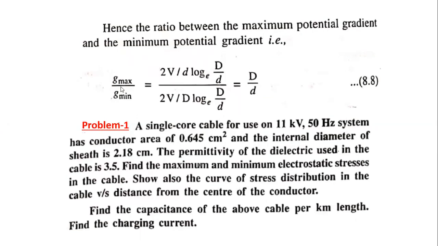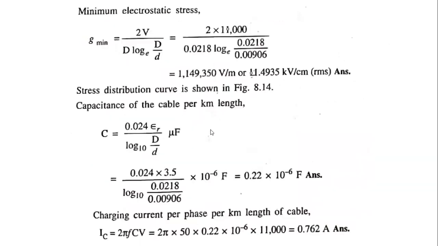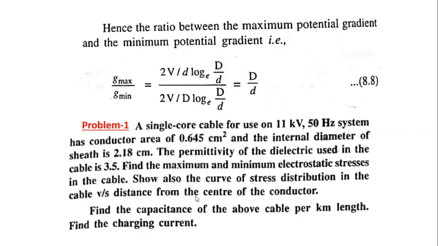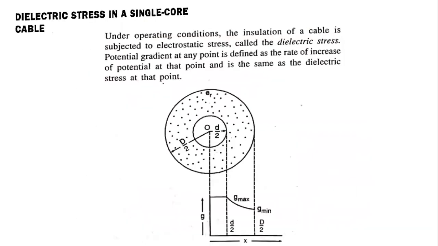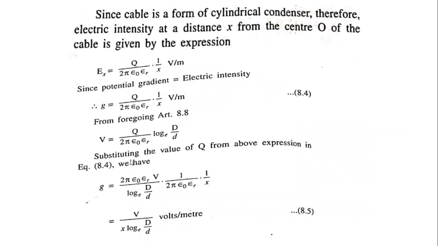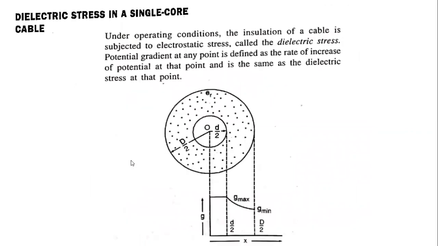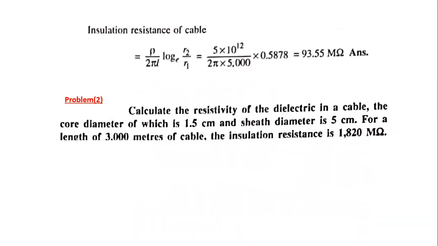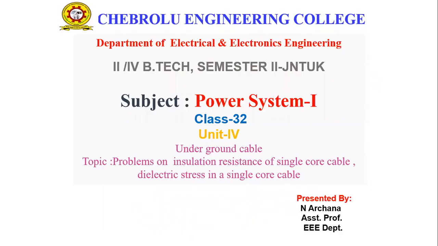Okay, it is the ratio of maximum dielectric stress to the minimum dielectric stress. And these are the various formulas for calculating the maximum and the minimum values. And this is the derivation for the G maximum and the G minimum values.